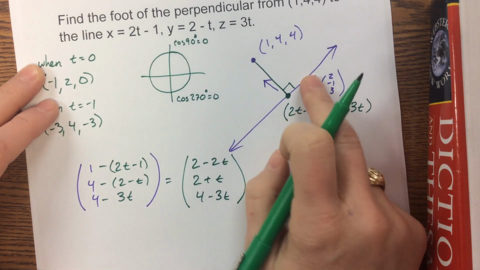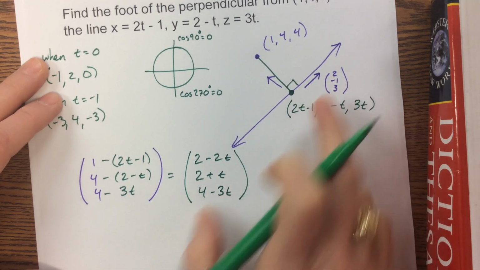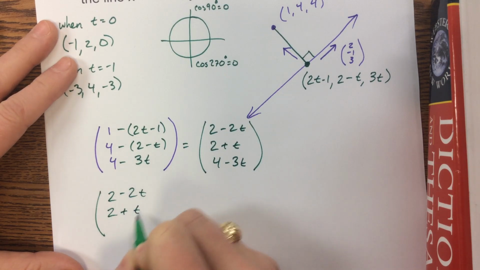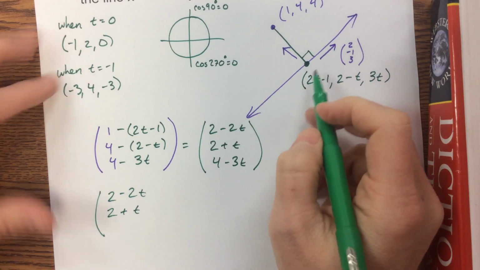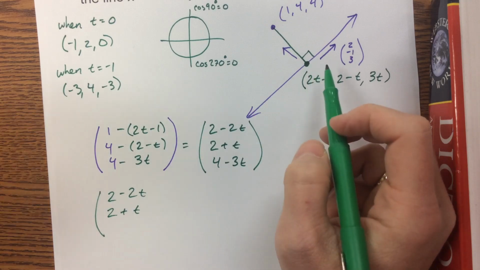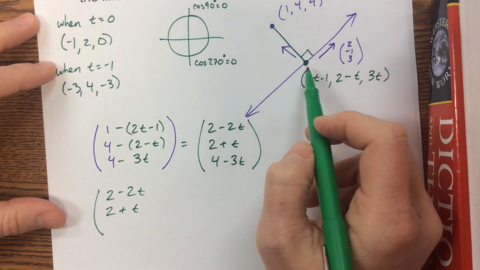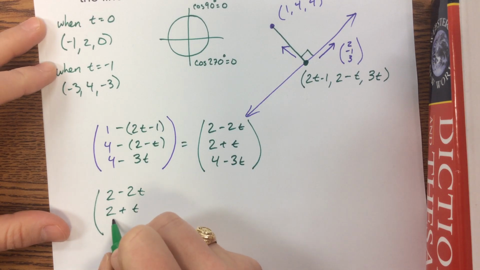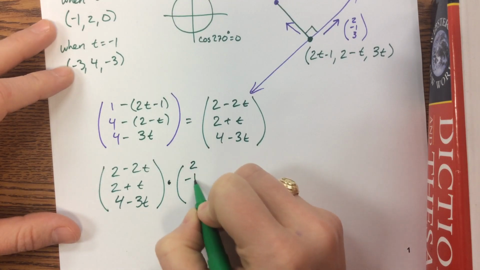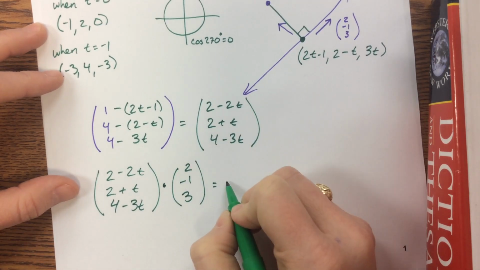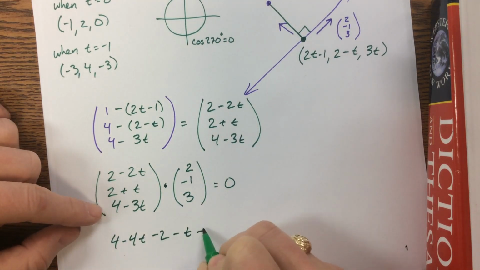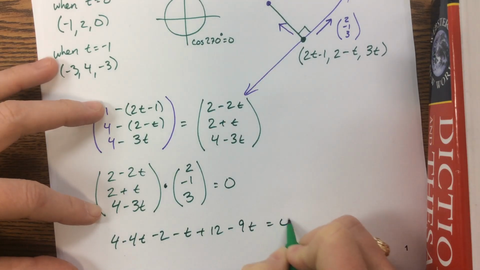Now I need to take that vector and dot it with this vector and set it equal to 0 to figure out the t value. Basically, that's saying at what t value, at what time, do we find the point where that line is perpendicular to the original line? These are fun, I'm serious, I do like them. That's dotted with 2, negative 1, 3, and we set that equal to 0. So I have 4 minus 4t, minus 2 minus t, plus 12 minus 9t equals 0.